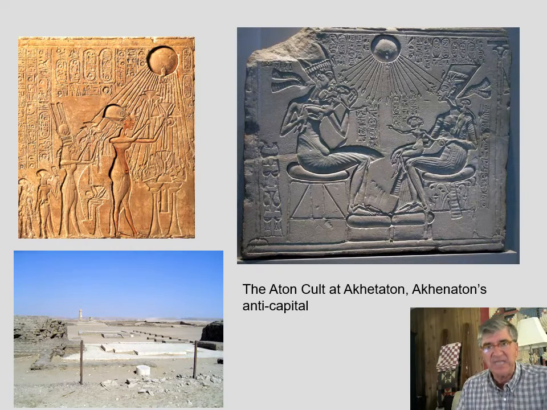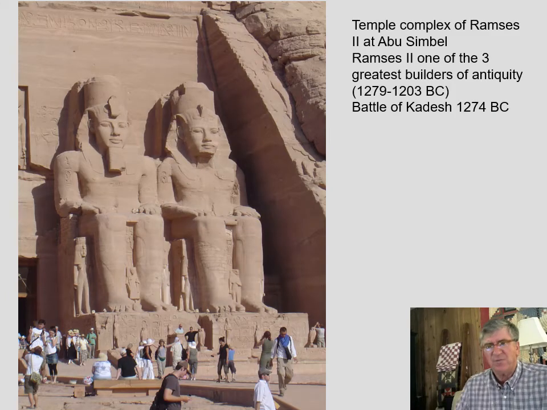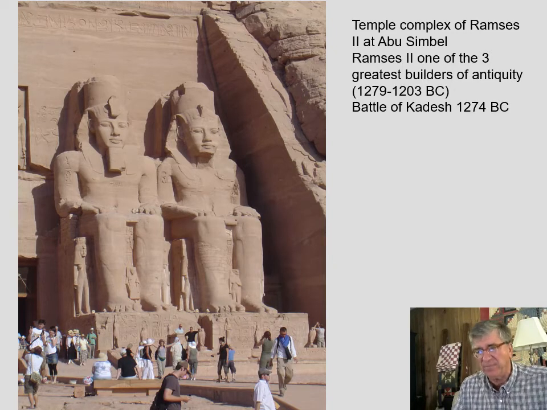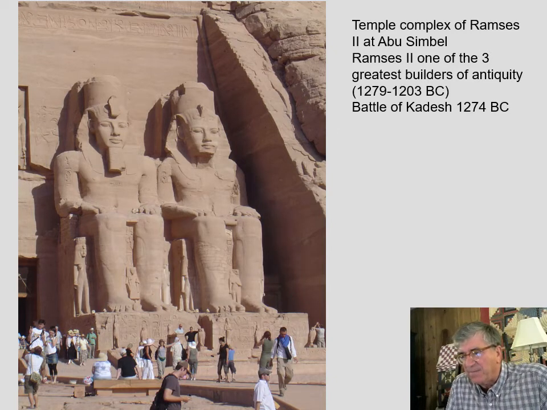Nonetheless, when he died, the officers stepped in and took over Egypt and tried to put it back on its militaristic direction. There was some instability there. By this point, things were getting loose in the Mediterranean. There were problems, but we still have an assertion of power at one point with the great builder Ramses II from 1279 to 1203 BC.